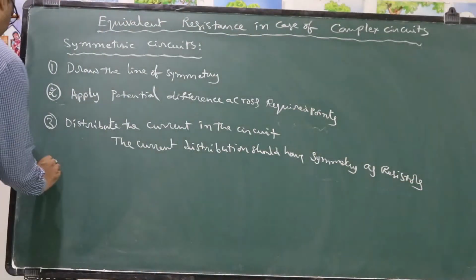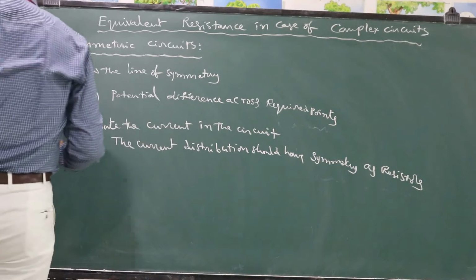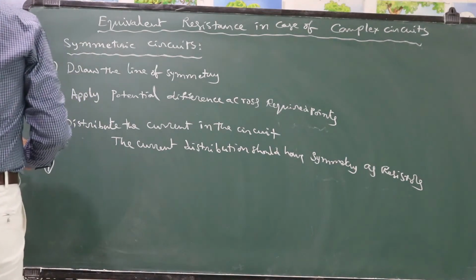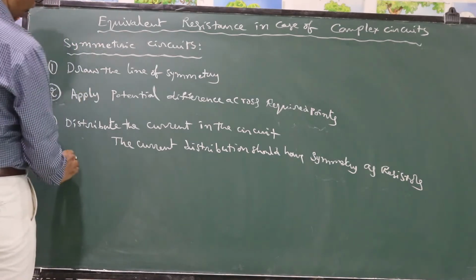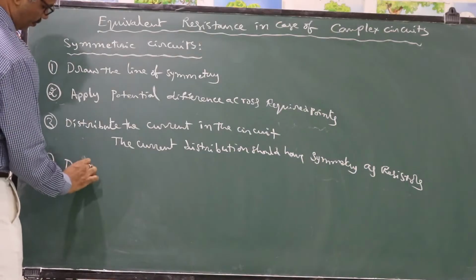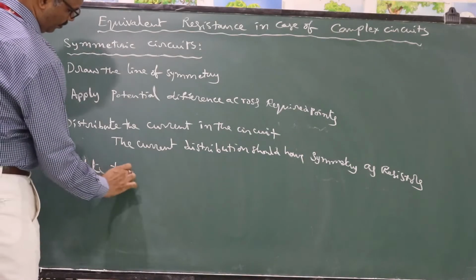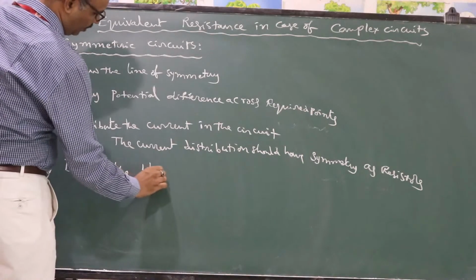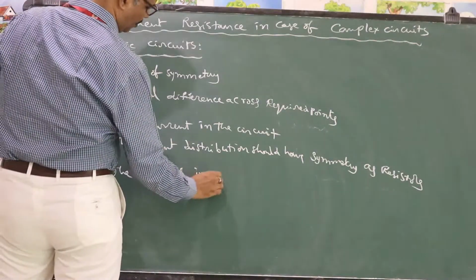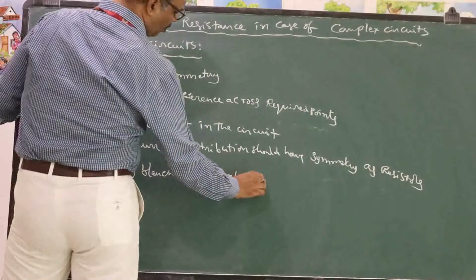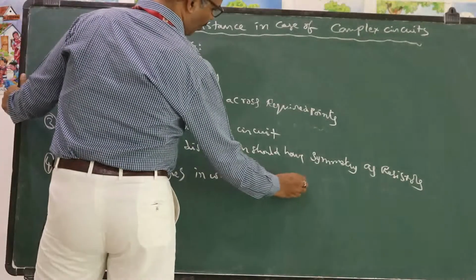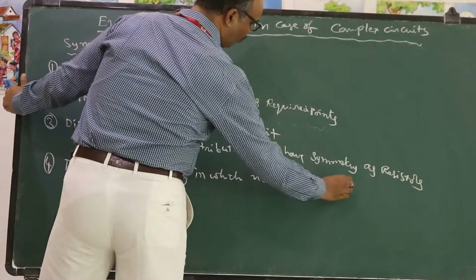Next, the fourth step: delete the branches in which no current is flowing.